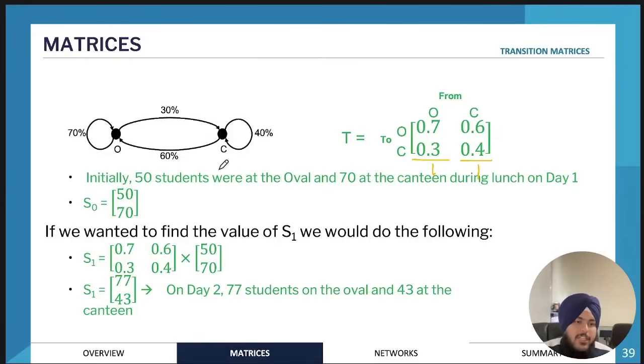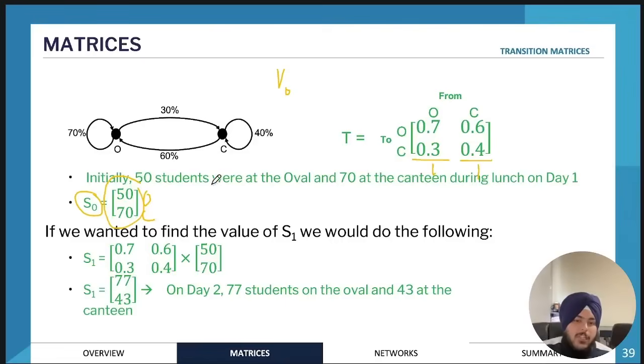Okay, so if we have initially 50 students at the oval, so let's just say it's a Monday morning, and we have 50 students at the oval and 70 students at the canteen on day 1. Then we use this initial state matrix, or S naught. If we were referring back to financial maths, we might use V naught to refer to, for example, the initial sum of money that we put in the bank. So same here, we have an initial state matrix. Initially, we have 50 at the oval and 70 at the canteen.